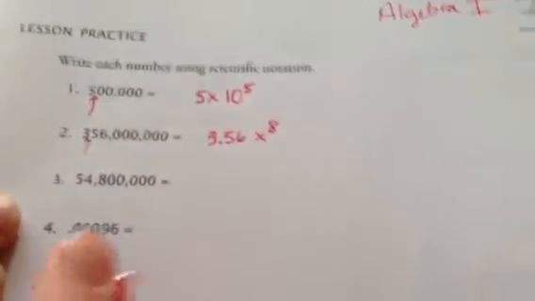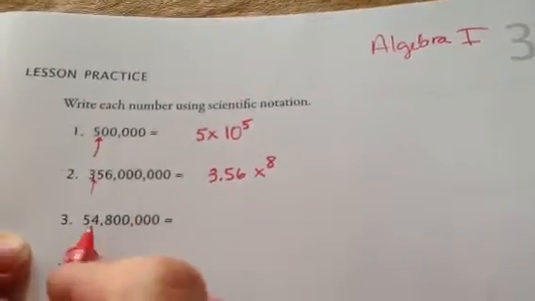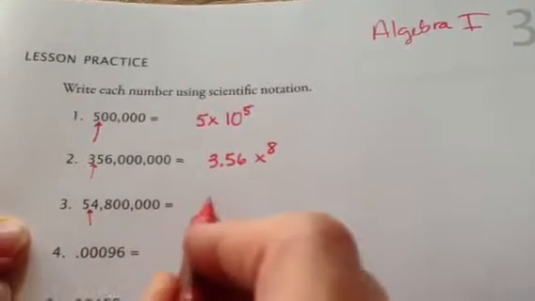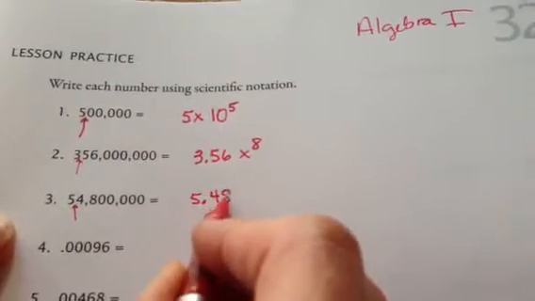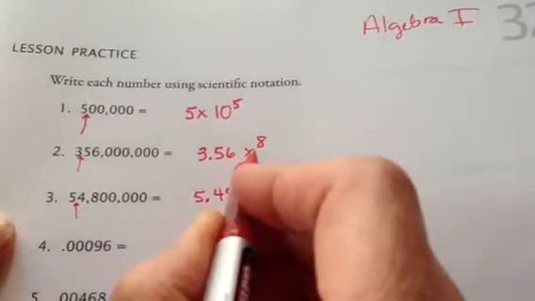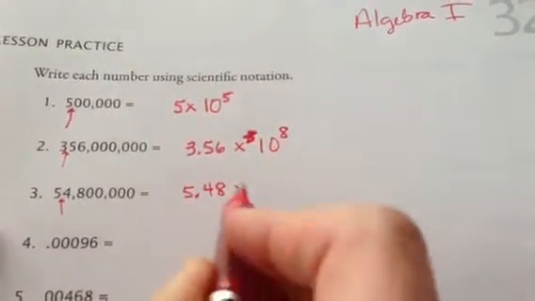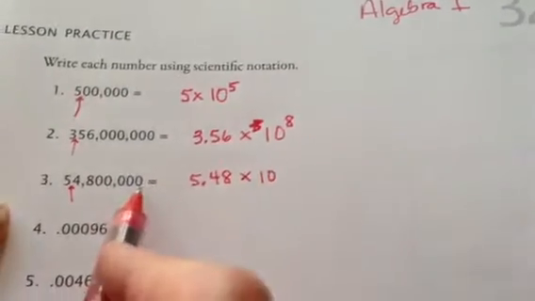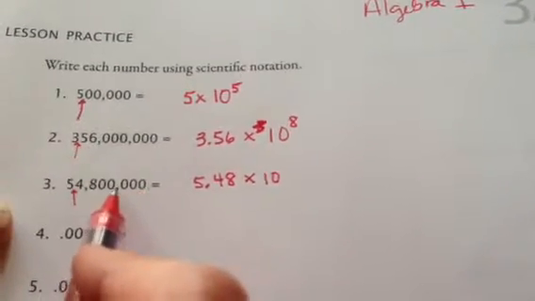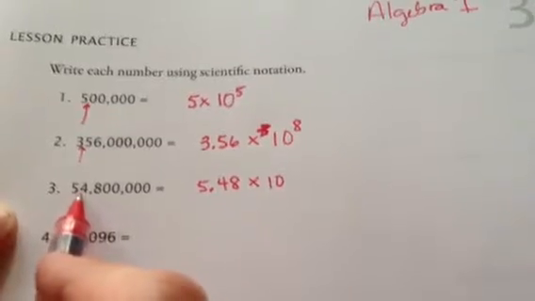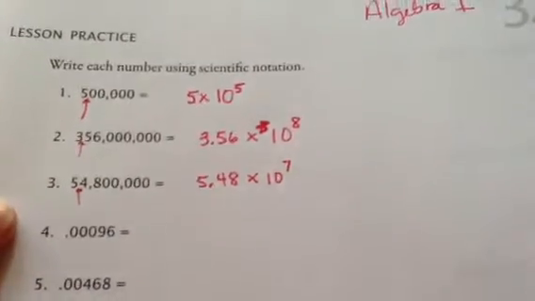Okay? We can do one more real quick. This one, again, my decimal needs to be right there. So that's 5.48. Oh gosh, up here, look what I did. Cameras make me nervous. I forgot the 10. Okay, this would be times 10 to the, count how many places you're going to move it. 1, 2, 3, 4, 5, 6, 7. So that would be times 10 to the 7th.